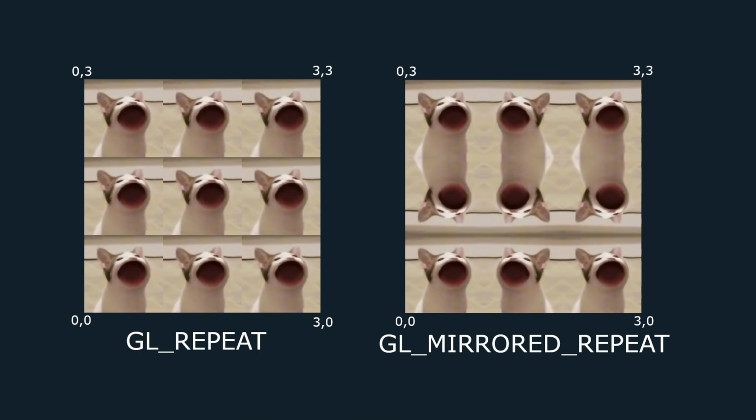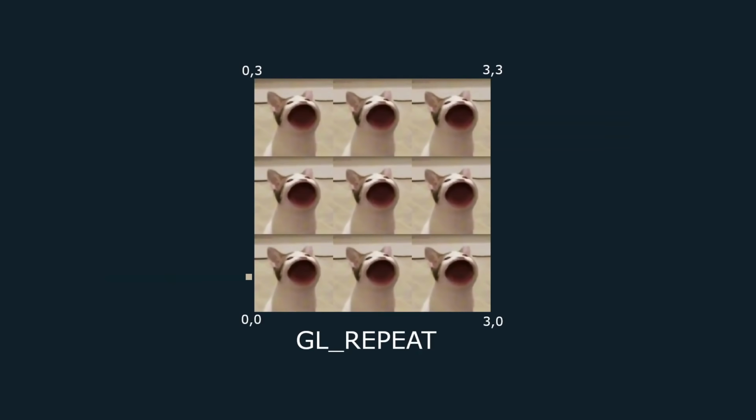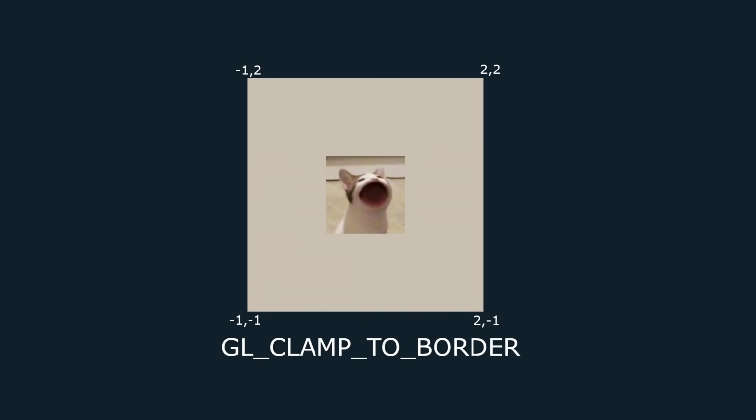Now the second setting is how we want our texture to be repeated. We can choose between GLRepeat, GLMirroredRepeat, GLClampToEdge, and GLClampToBorder. The first one simply repeats the image. The second one repeats the image but mirrors it every time it repeats it. The third one stretches the borders of the image, and the last one simply puts a flat color of your choice outside the image. Note that you can mix and match them since they only apply on one axis.